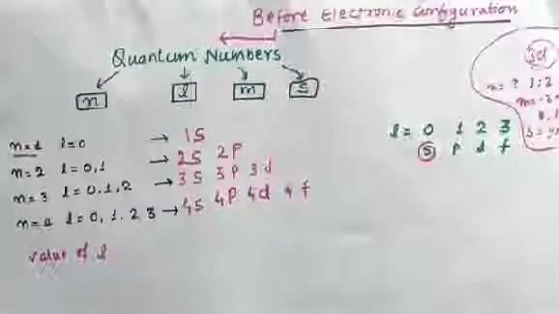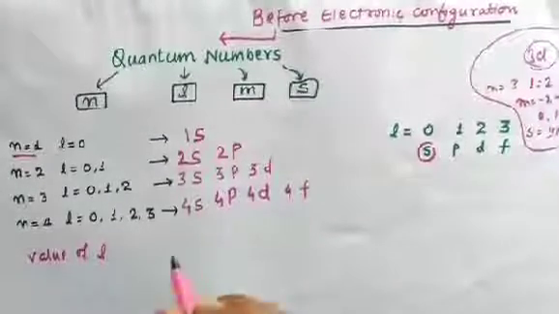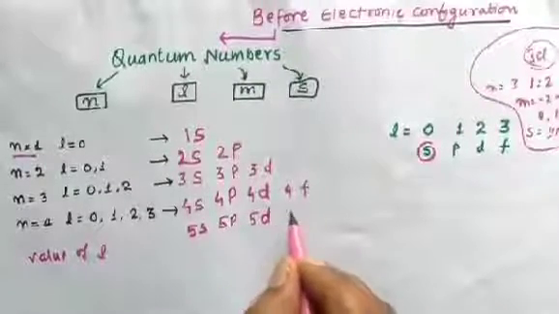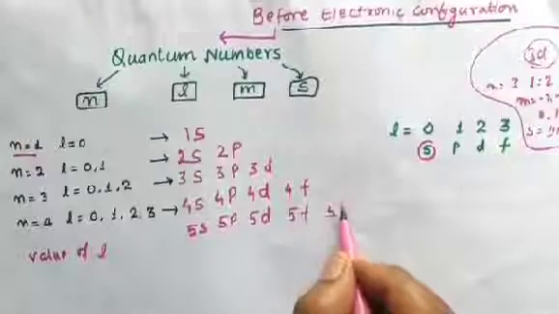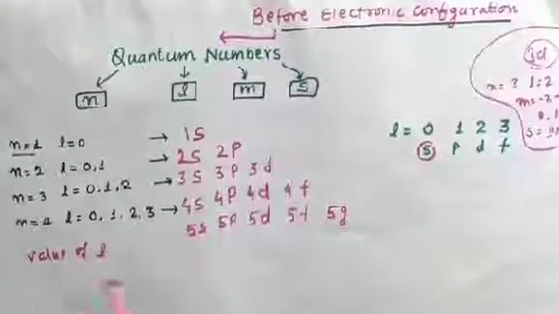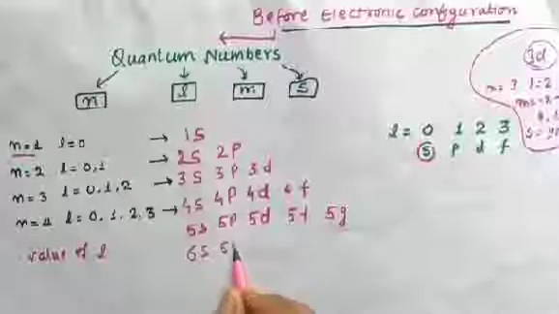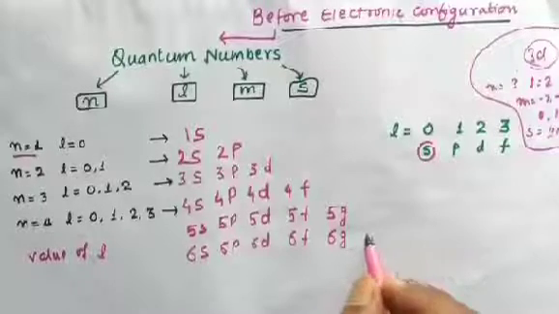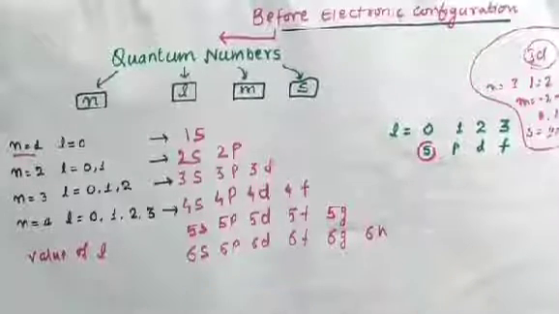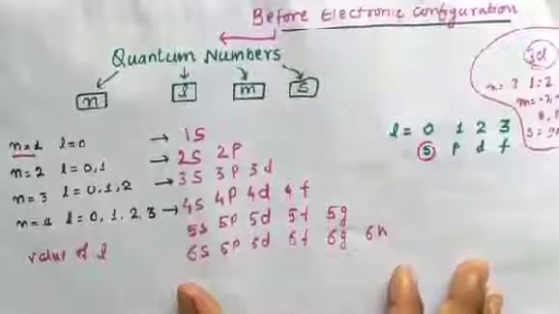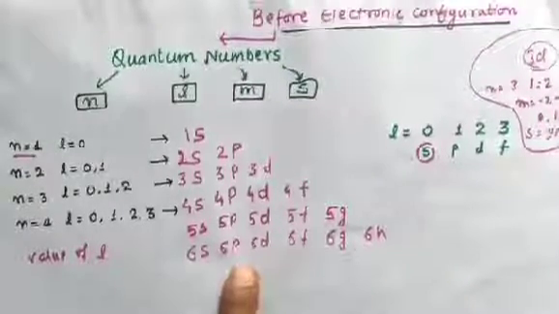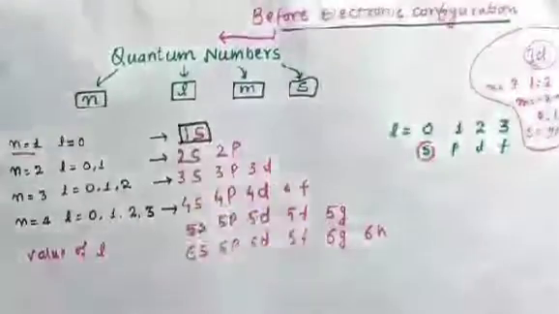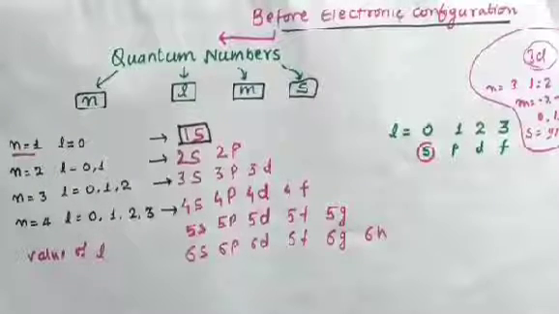Students, similarly I can write for n is equal to 5: 5s, 5p, 5d, 5f, 5g. Similarly for n is equal to 6: 6s, 6p, 6d, 6f, 6g, 6h. But it is not needed for you, only these are the orbitals. Each orbital which is written here can be represented as a box. I am not going to make it, but you have to understand it.